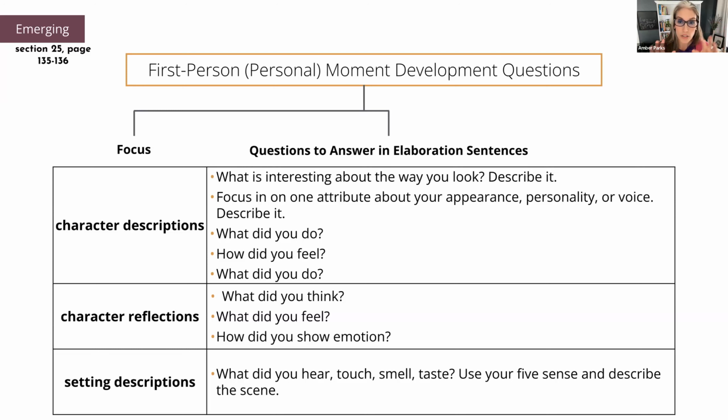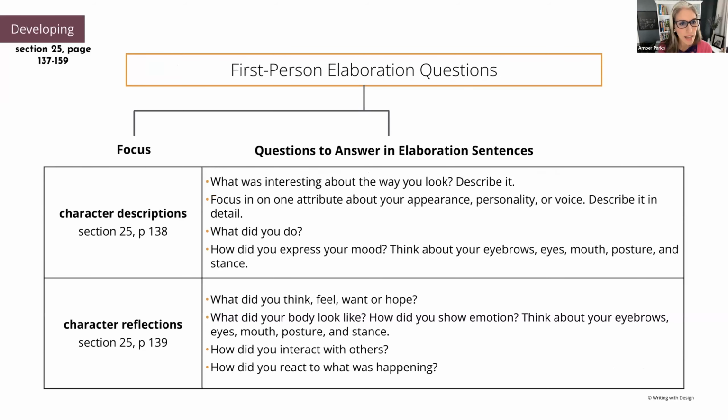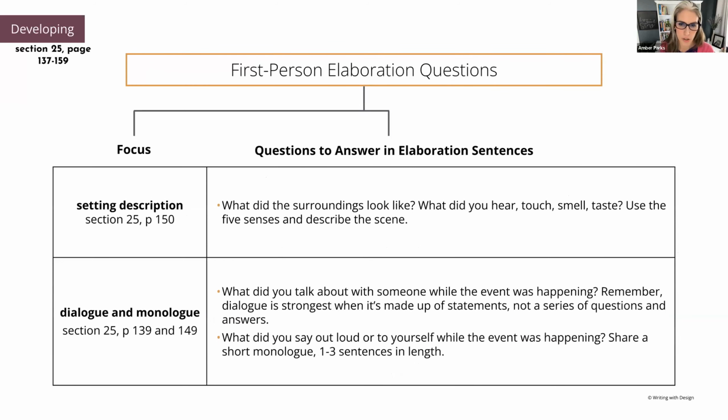So let children think about what happened first, what happened second, what happened third. That's generally what we keep is about 3 moments of time in our narratives. And then we say, how can you elaborate? Okay. What's interesting about the way you look? How did you feel? What did you do? And let them answer these elaboration questions, and it will absolutely transform their stories.